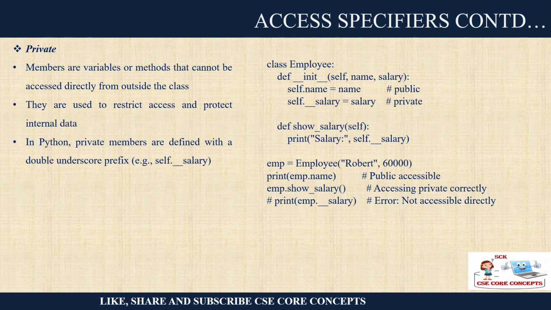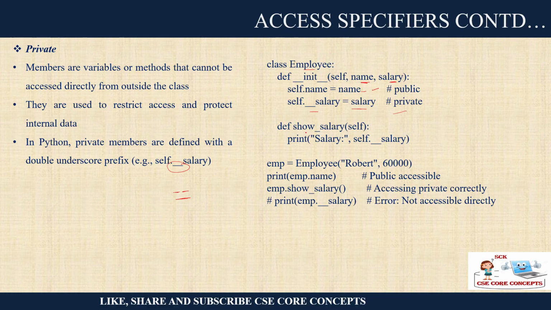where you have declared it. So let us assume this is the class Employee. This is the constructor. So I have name and salary, two variables. Name is public, but salary is private. How will I differentiate between protected and private? By using this symbol, the double underscore. In protected we had a single underscore, in private we have a double underscore.